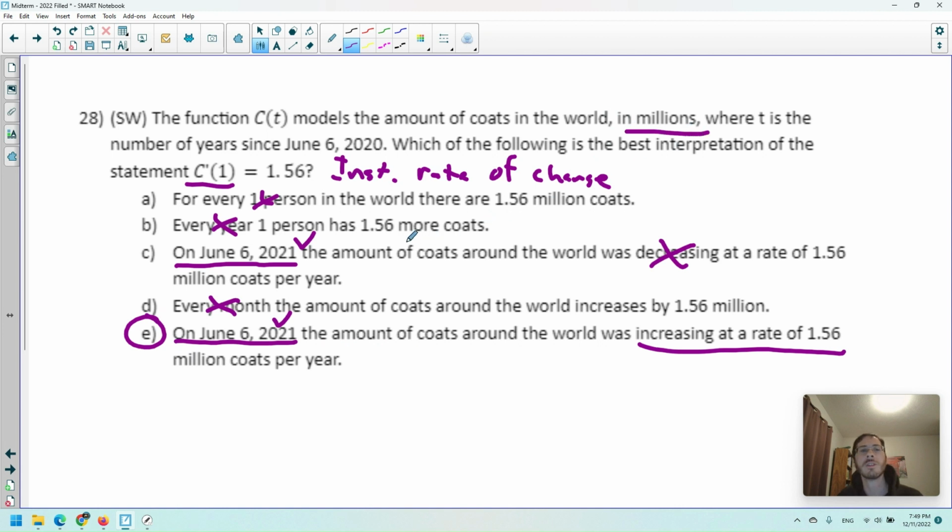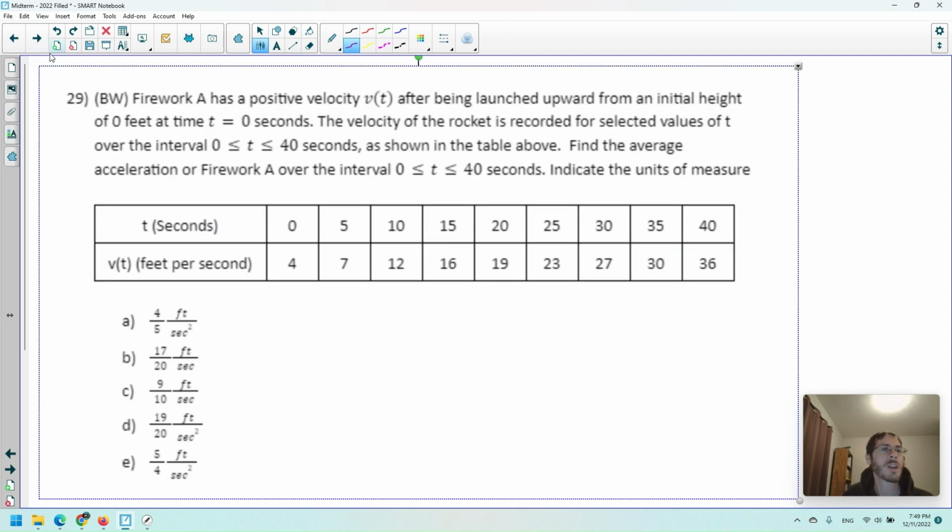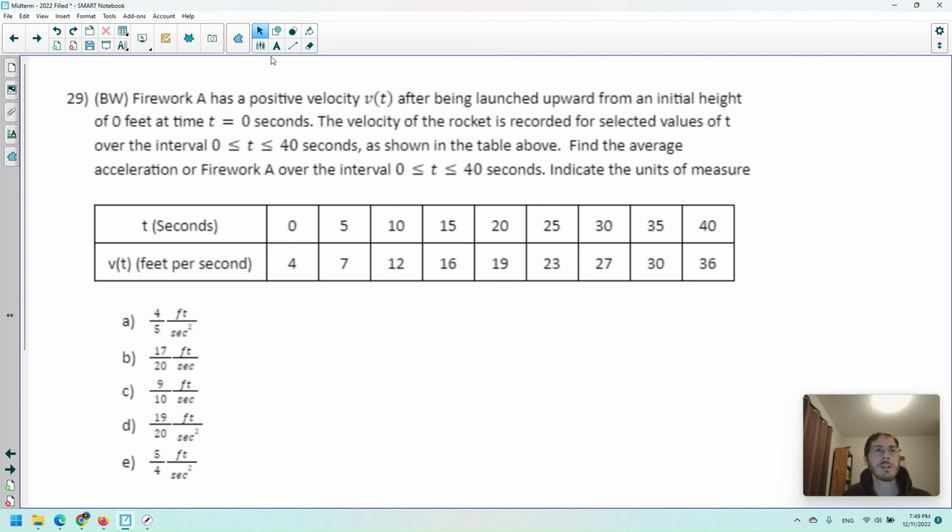Yep, we are in millions, so it looks like we're good to go. So we want to pick E in this case. For 29, we have firework A has a positive velocity v of t being launched upwards from initial height 0 at time t equals 0. Velocity of the rocket is shown in the table.